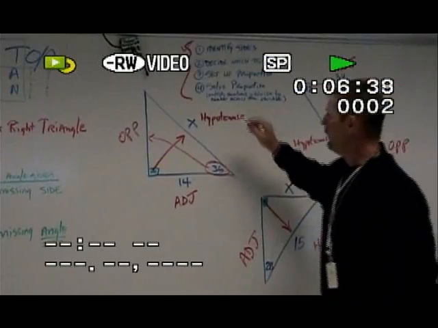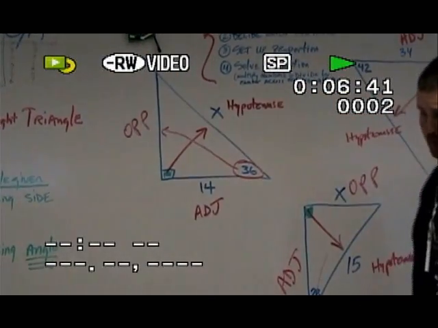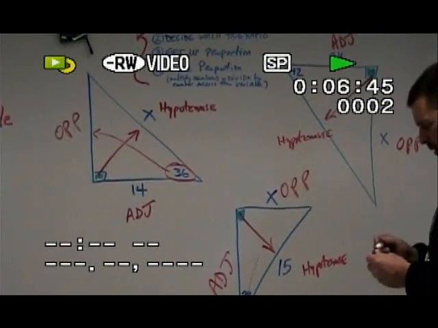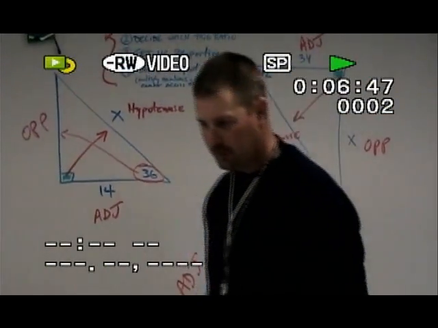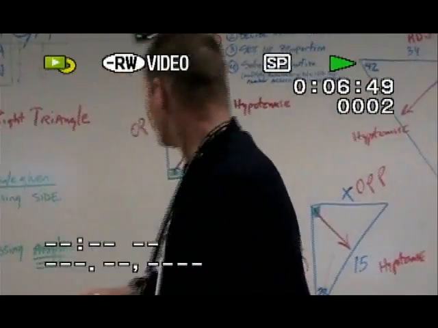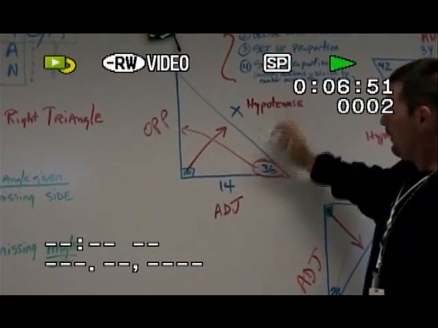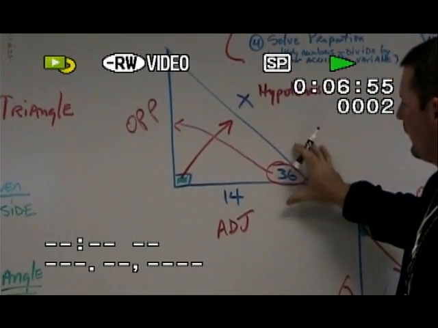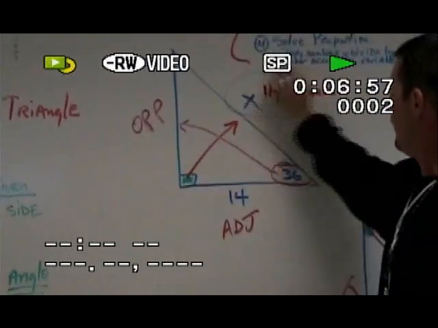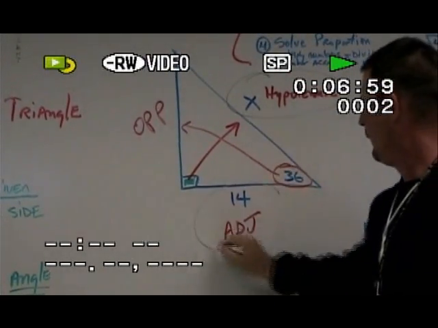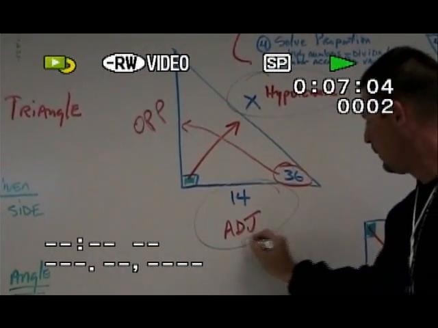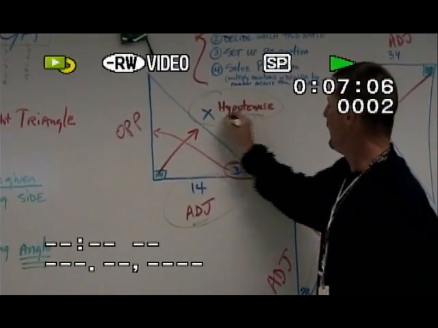The next thing is to decide which one of these trig ratios I'm going to need to put into use to solve this problem. Again, two of the three parts of the triangle are going to be used. This time there's an x here, I need to know that. There's a 14 there, I have that. So on this problem, I'm dealing with adjacent and hypotenuse.